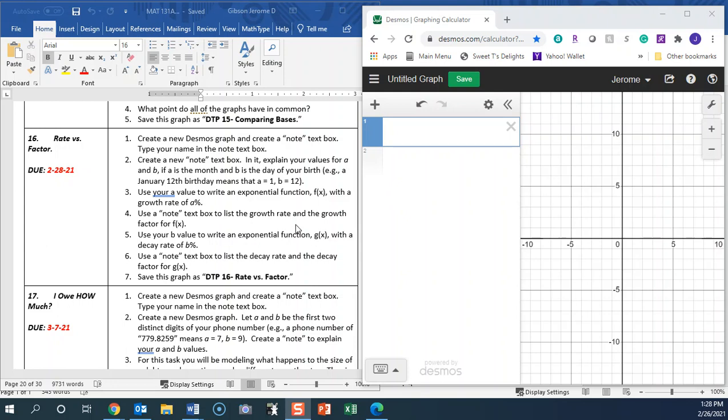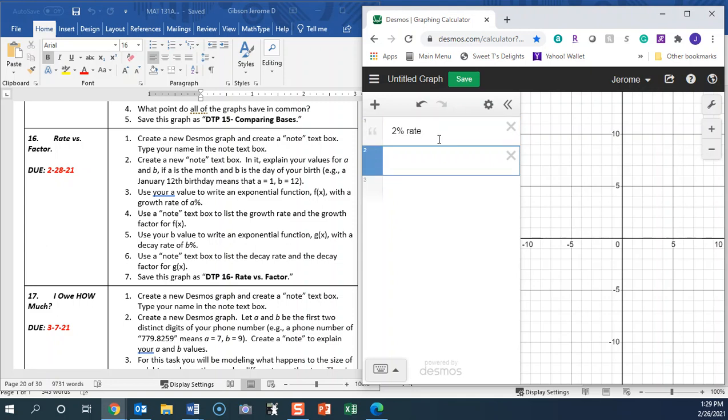Now, when you're given a growth rate or a decay rate, it's always done by adding or subtracting 100% to it. So, for example, let me put a note box here because it'll be easier for me to type. Let's say that my growth rate was 2%. So this is the rate.